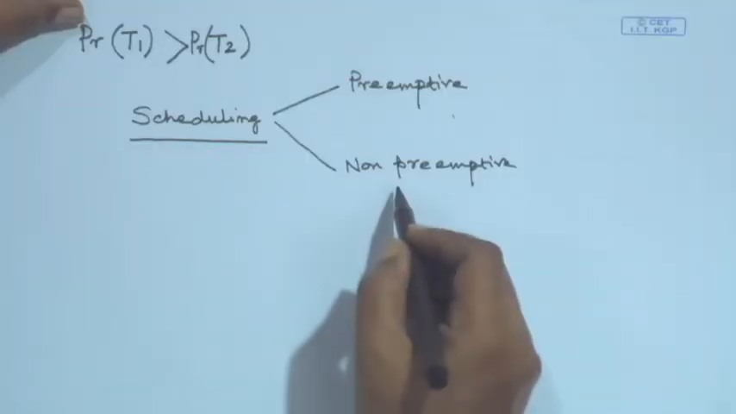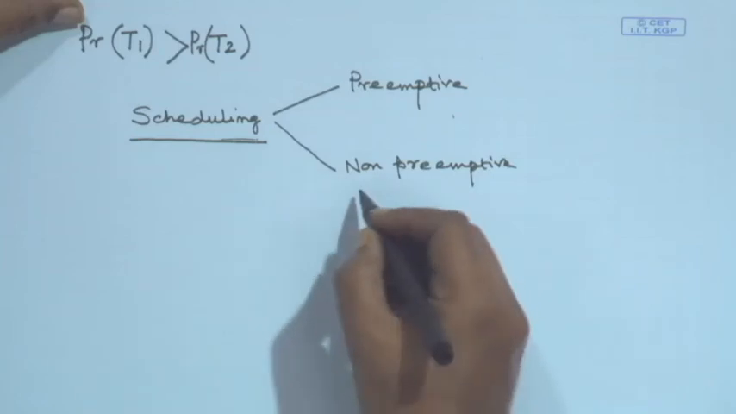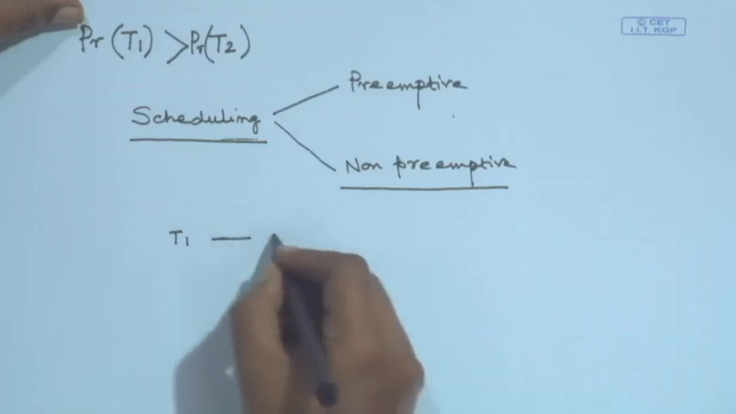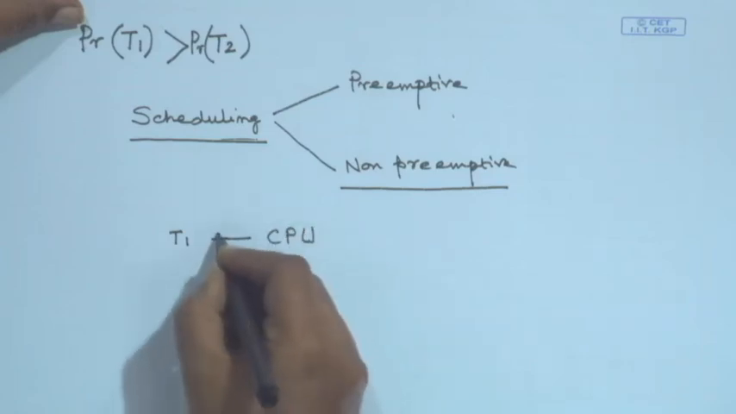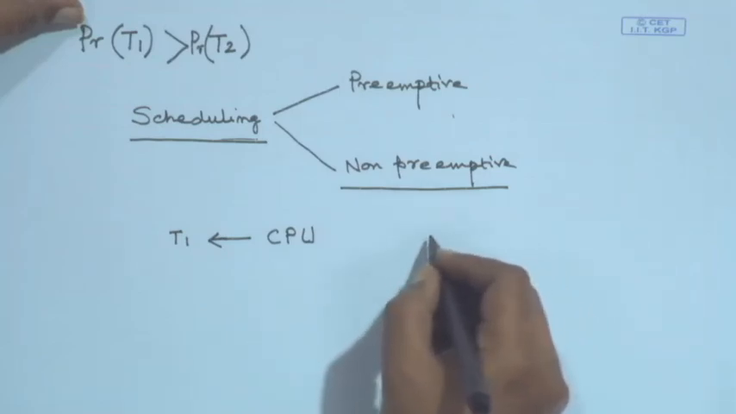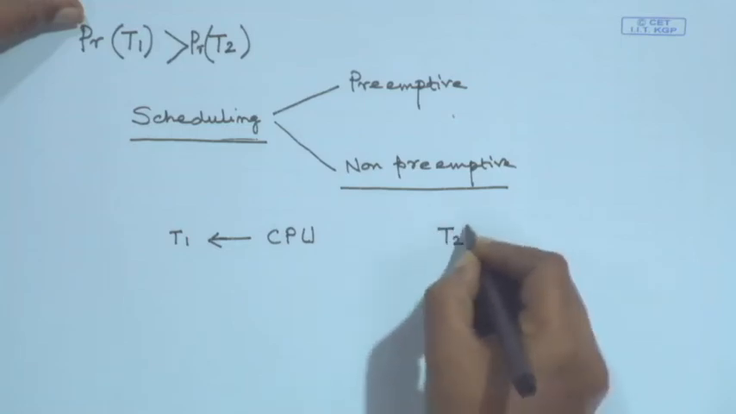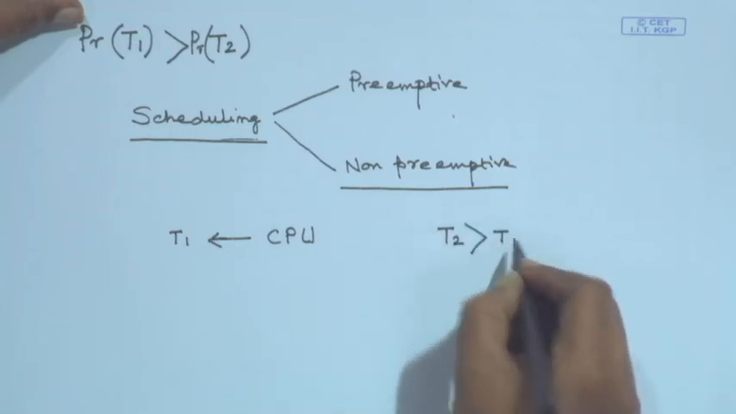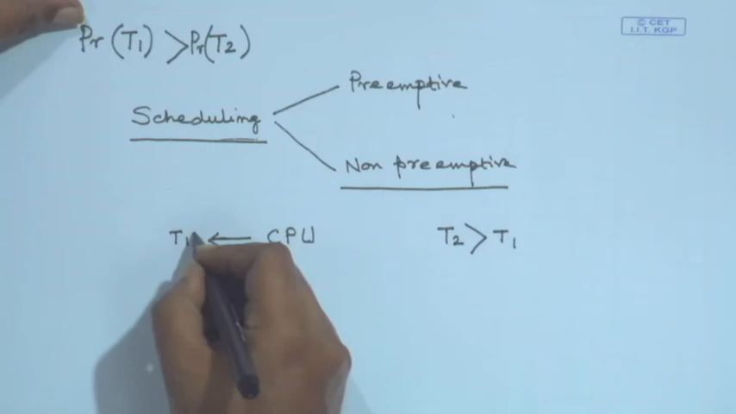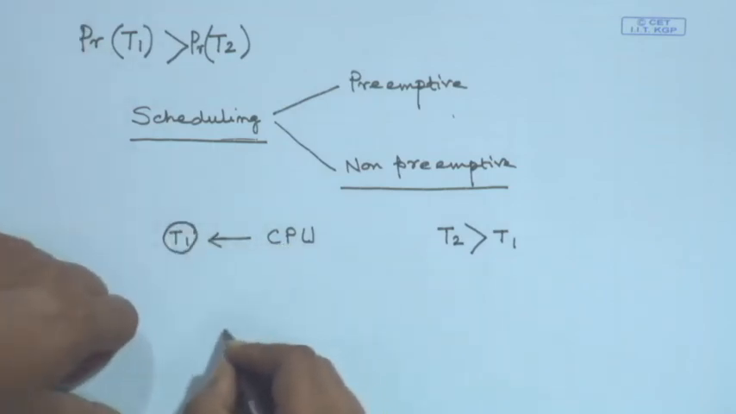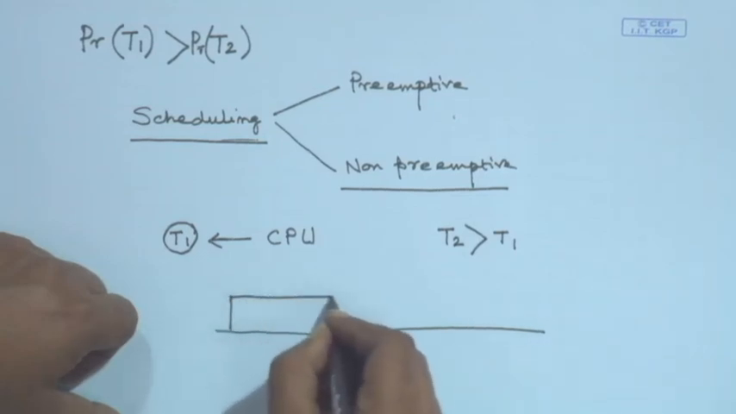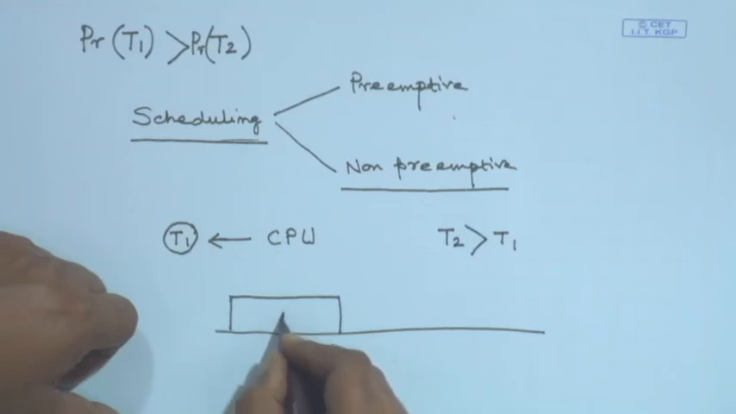Now, when I do non-preemptive scheduling, suppose a task T1 has got the processor, the CPU has been allocated to T1. Now, if another task T2, which has got higher priority than T1, arrives now, all right, then in a non-preemptive scheme, I cannot touch T1, I cannot do anything. So, the scenario is this: T1 came here and was started. At this point, T2 arrived.